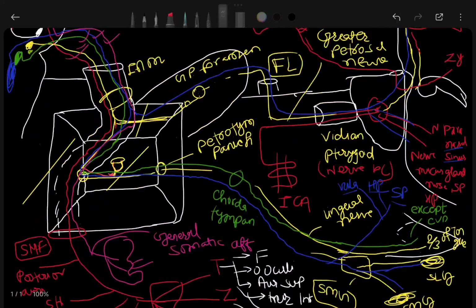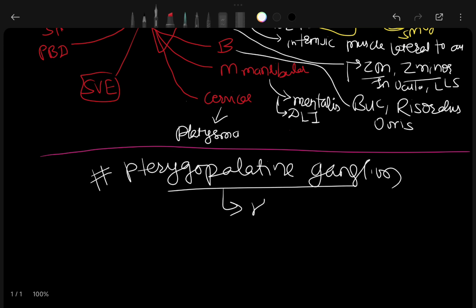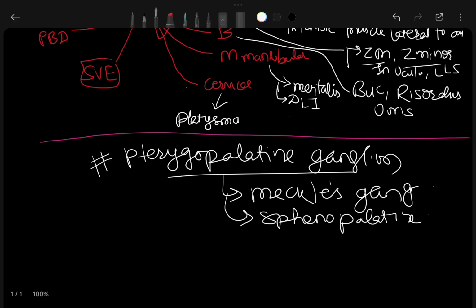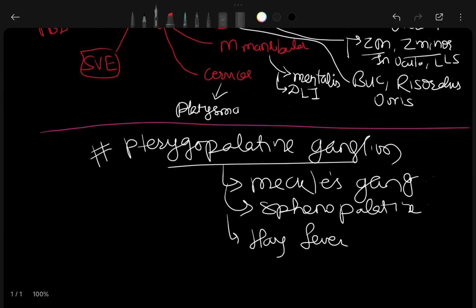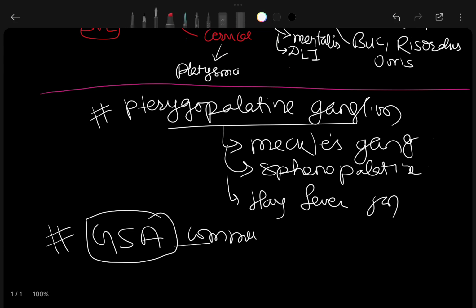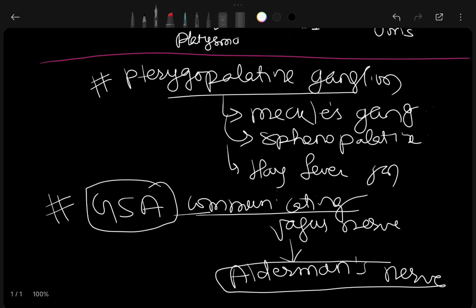And this is about the pterygoid canal. I would like to tell you the pterygopalatine ganglion is also known as Meckel's ganglion, sphenopalatine ganglion, and another term is hay fever ganglion. These are the terms related to the pterygopalatine ganglion. Another, we were talking about general somatic afferent. These fibers form a communicating branch with the vagus nerve, and that communicating branch is called Arnold's nerve. These are for the MCQ point of view.